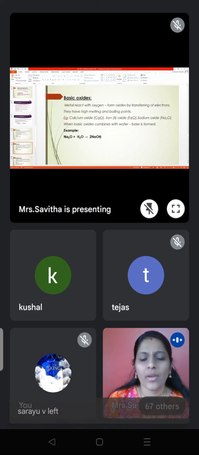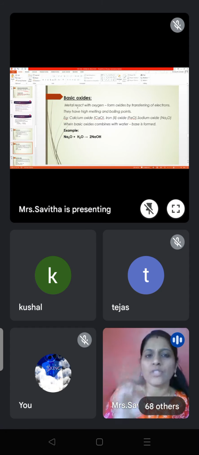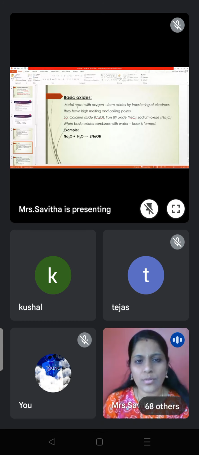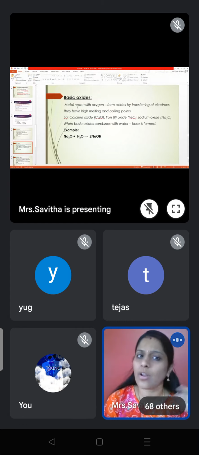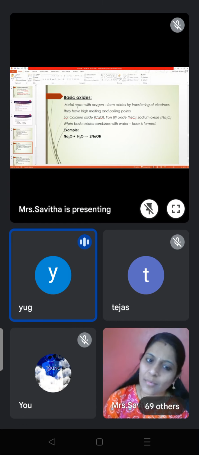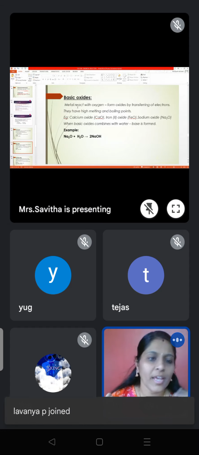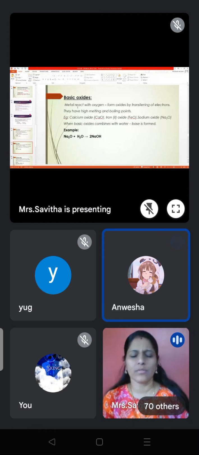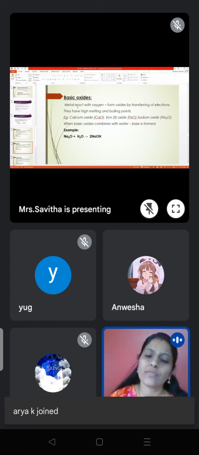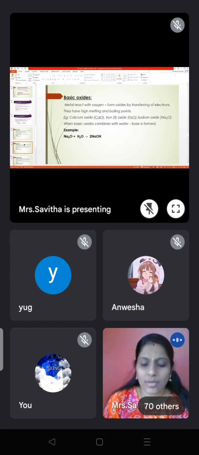Basic oxide is the reverse of acidic oxide, isn't it? Totally reverse. There non-metal, here metal. Sharing of electrons, transferring of electrons. Four points to distinguish. Low melting and boiling point, high melting and boiling point. Acidic oxide with water gives acid; basic oxide with water gives base. And one example. So this is all about basic oxide.